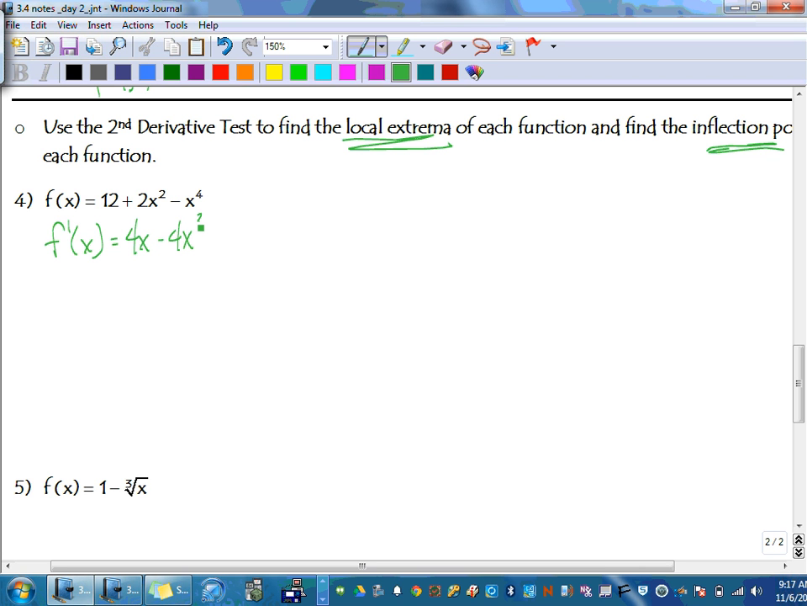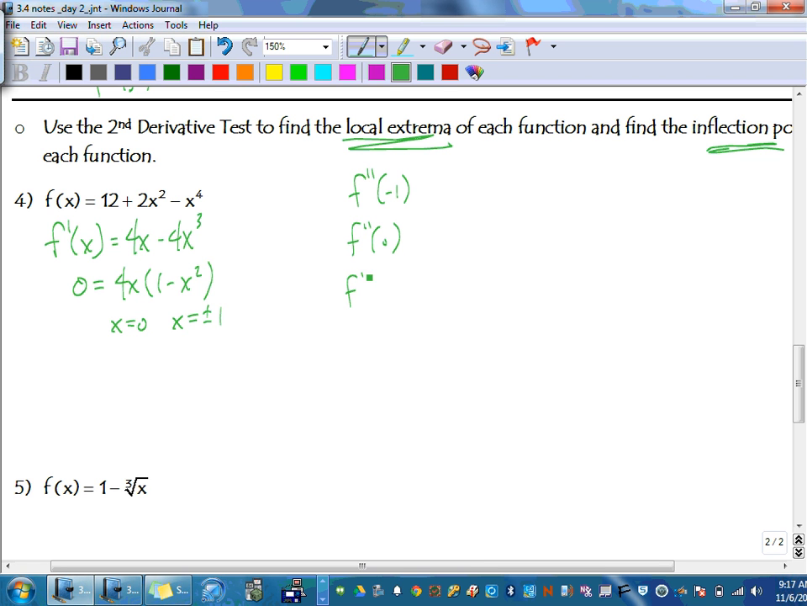And we get 4x minus 4x cubed. Well, with the second derivative test, first we need to figure out the critical values. So I want to know, when is the first derivative 0? We can factor 4x out. And we end up getting 3 critical values: x equals 0, and x equals positive or negative 1. So those are all critical values. Those are all potential minimums and maximums. To see what they are, we're going to figure out the second derivative at each one.